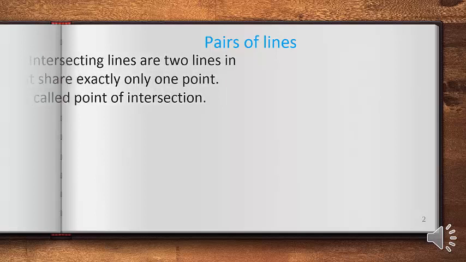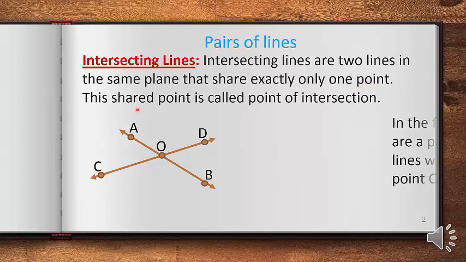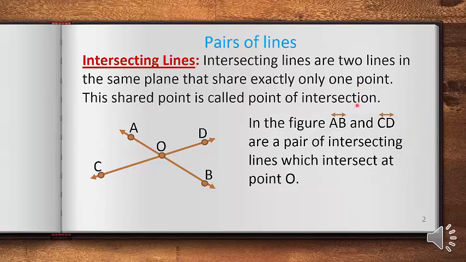In this section we are going to study about pairs of lines. The first pair of lines are intersecting lines. Intersecting lines are two lines in the same plane that share exactly one point. This shared point is called the point of intersection. In the figure AB and CD are two lines which intersect at point O. This point O is called the point of intersection.